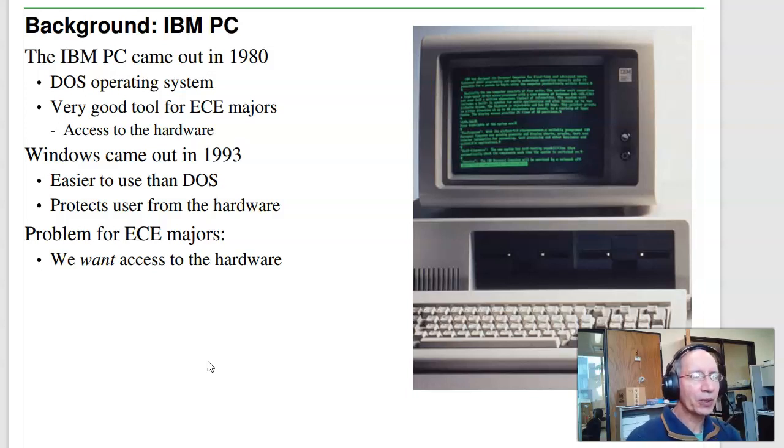We want to be able to control the inputs, outputs, so the PC was just a great computer for engineers to use. Well, around 93, Microsoft came out with the Windows operating system. Now, the Windows operating system is much easier to use than the disk operating system, but it protects you from the hardware, which 99% of the people like, but those of us in electrical computer engineering don't like that because we want access to the hardware.